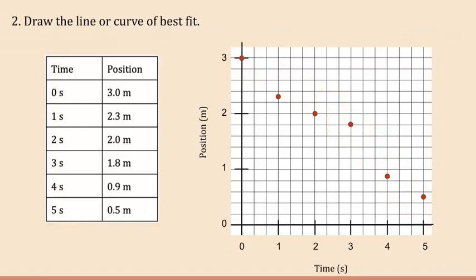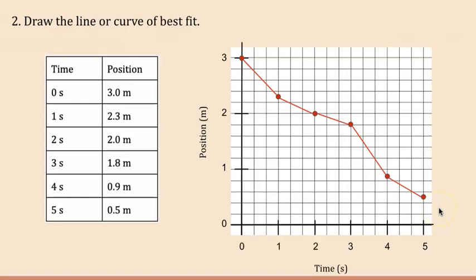The next thing we're supposed to do is draw the line or curve of best fit. Now, on the physics regents, it's usually your job to decide if it should be a line or a curve. In this case, I'm definitely going to be drawing a line. My data is not perfectly in a straight line, but it's pretty close, and the data in a real experiment will never be perfect. So I can see that it generally follows the pattern of a straight line, so that's what I'm going to be drawing.